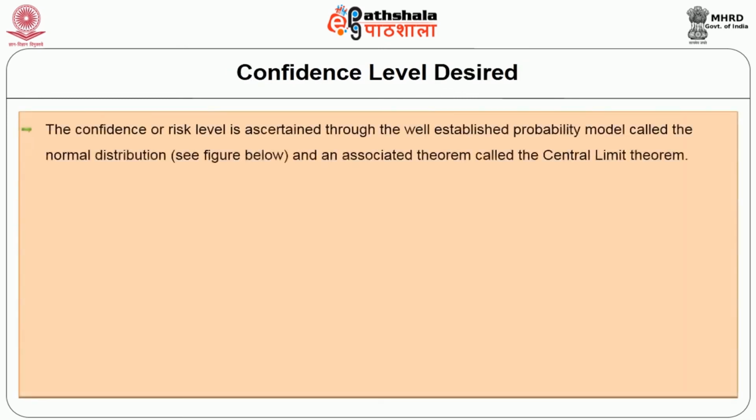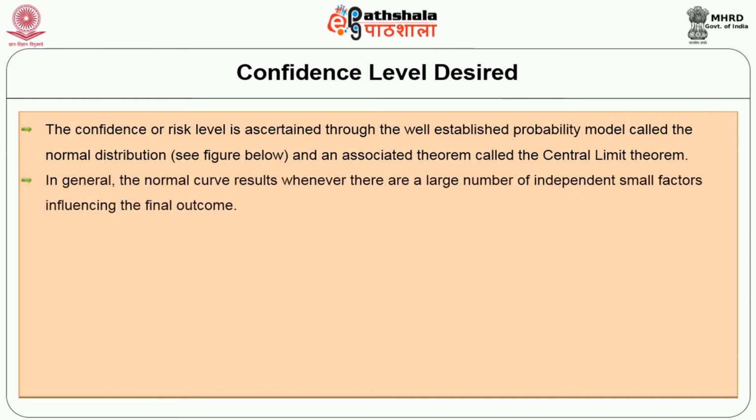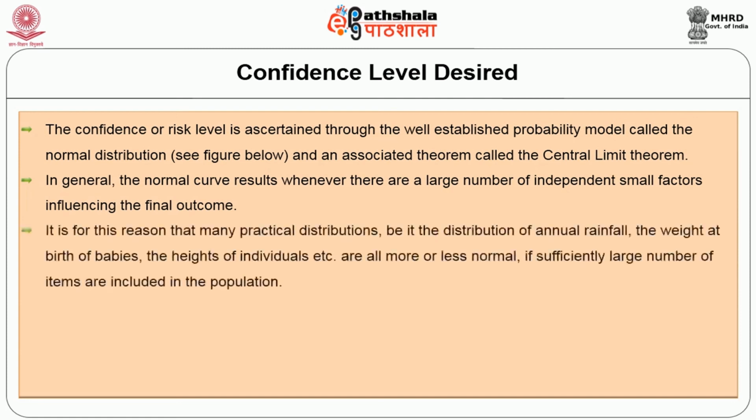Confidence level desired. The confidence or risk level is ascertained through the well-established probability model called the normal distribution and an associated theorem called the central limit theorem. In general, the normal curve results whenever there are a large number of independent small factors influencing the final outcome. It is for this reason that many practical distributions, be it the distribution of annual rainfall, the weight of newborn babies, the height of individuals, and so on, are more or less normal if a sufficiently large number of items are included in the population.